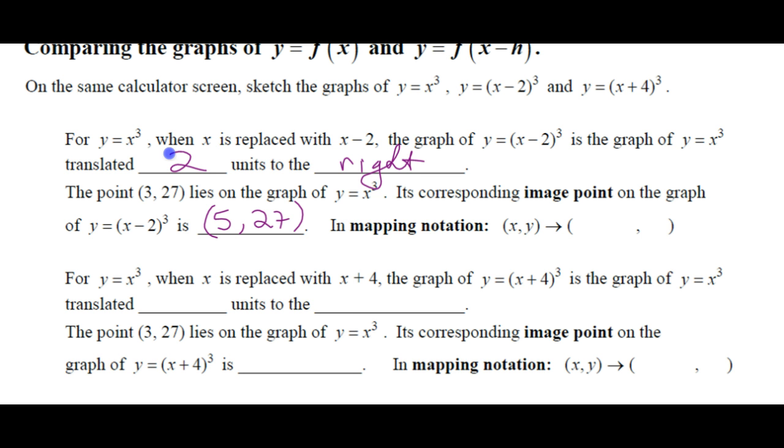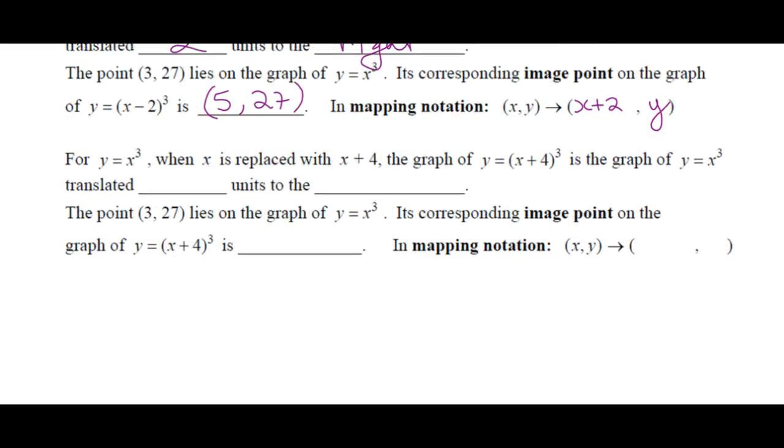Now, in mapping notation, then we say the point (x, y) becomes the point what? (x plus 2, y), right? So we have to add 2. So what did we do to the 3 to get a 5? We added 2. Why? Because it went 2 units to the right. So it's moved 2 units to the right.